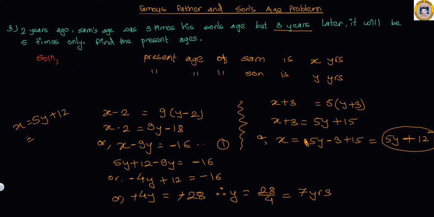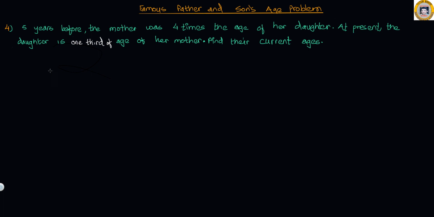The value of y is 7, so 5 times 7 plus 12. 5 times 7 is 35, plus 12 would be 47 years. So the present age of Sam is 47 years, and his son is 7 years. Now let us see our final problem.